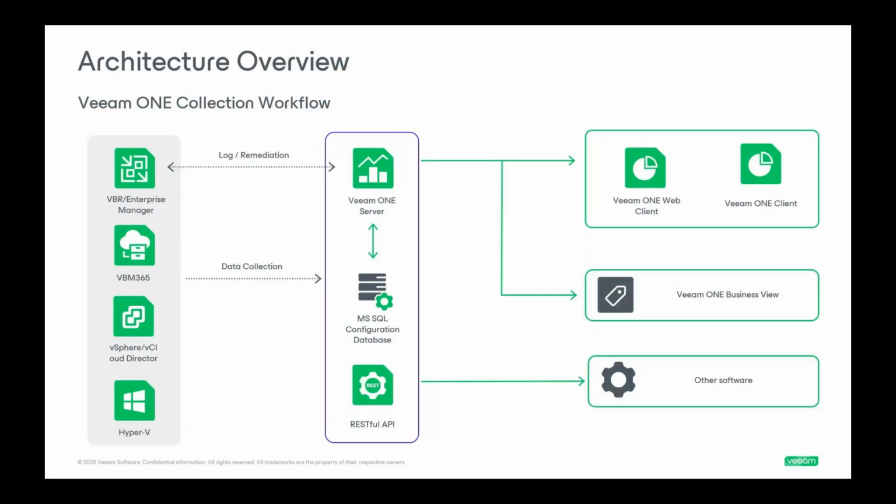Moving over to the architecture overview and how this workflow happens. Like I mentioned, we have the Veeam ONE server as well as the MS SQL database. The Veeam ONE server houses the web client as well as the desktop application client. So we have the data collection from the VBR or Enterprise Manager, VBM 365 if you're using that, or a supported hypervisor. Once the data is collected, you will be able to go into the corresponding web client or Veeam ONE client, review the information it has gathered, and take advantage of that proactive monitoring and reporting.